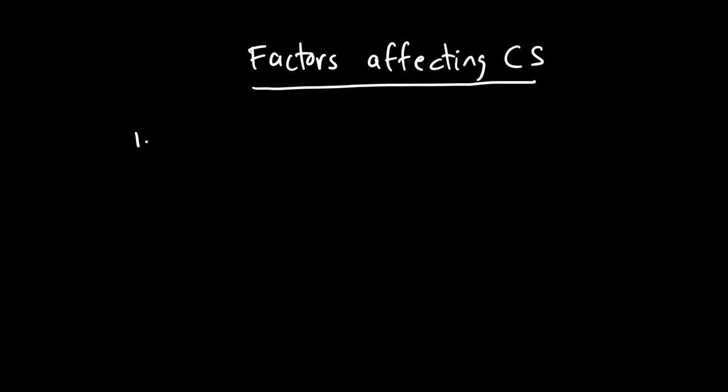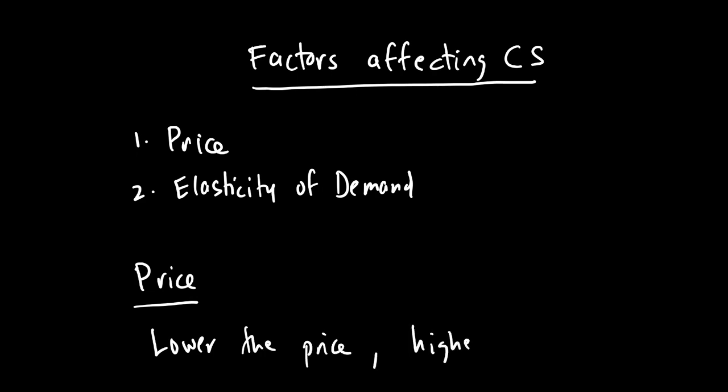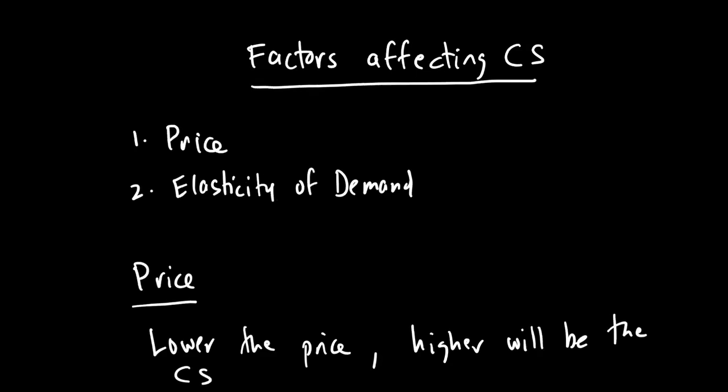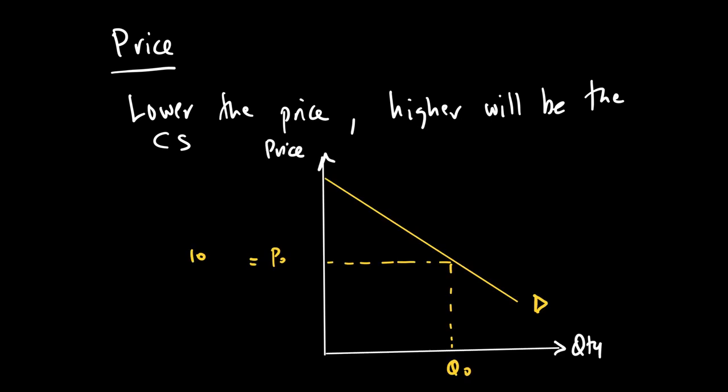There are two factors that can affect consumer surplus. One is price, and another one is what we call elasticity of demand. So let's discuss each. When it comes to price, what we say is this, that the lower the price, keeping everything else constant, higher will be the consumer surplus. And I want to show you this through a diagram. So let's say this is my demand curve, and right now the price is $10, and let's say quantity is 15.